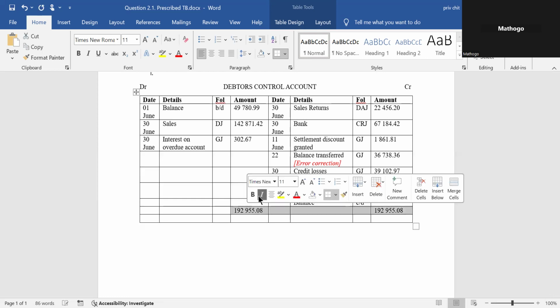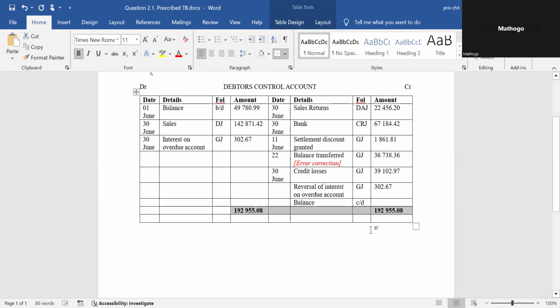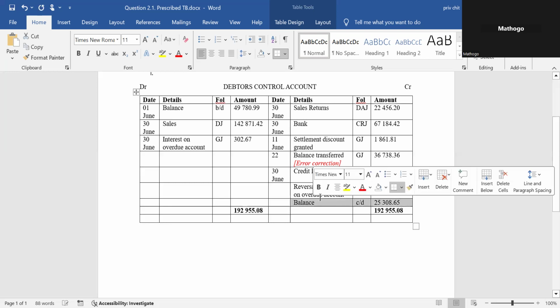I'll show you now. What do I mean? So the total for the lesser side was 167,646.43. So I'm simply going to say 192,955.08 less that 167,646.43, to give us something like 25,308.65. So this amount, young man, that's your closing balance.